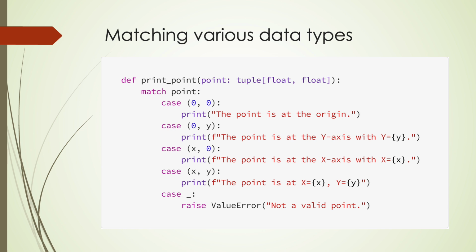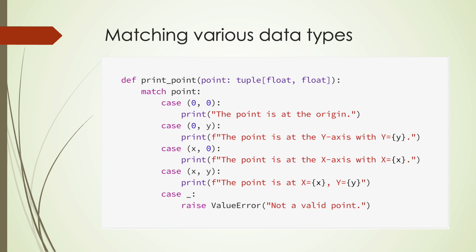Let's create a simple function that can print a point with x and y values on the axes. For a given point, which is a tuple with two values, its x and y positions are unpacked and checked against the patterns. If the pattern only contains literals, the x and y values will be compared as they are with the literals. For example, pattern 0, 0 only matches the point whose x is 0 and y is 0.